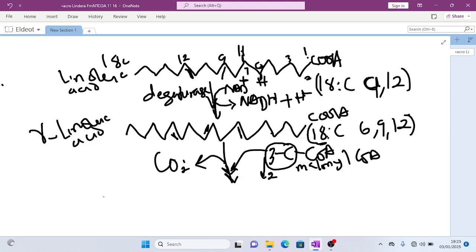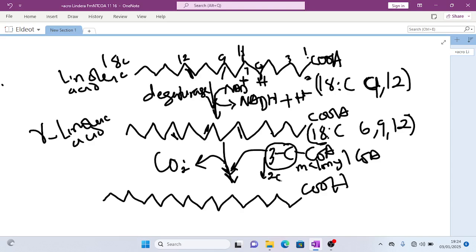So dihomogamma linoleic acid is a 20 carbon compound, which has the structure. We count this: 1, 2, 3, 4, 5, 6, 7, 8, 9, 10, 11, 12, 13, 14, 15, 16, 17, 18, 19, 20. Now because we are adding 2 carbons to this compound, the position of the unsaturation is going to change.